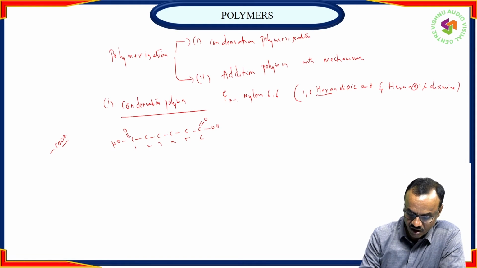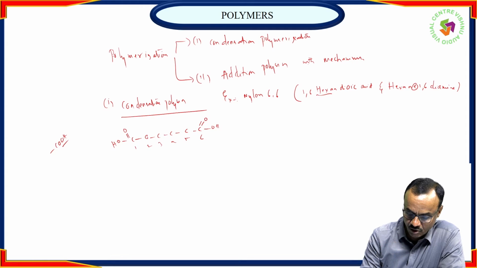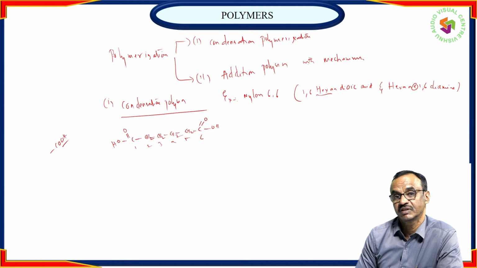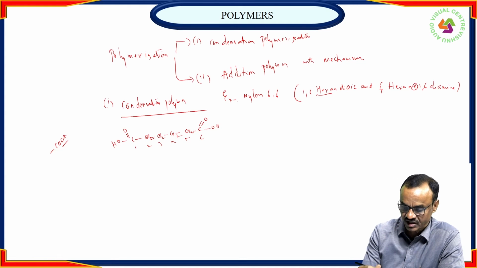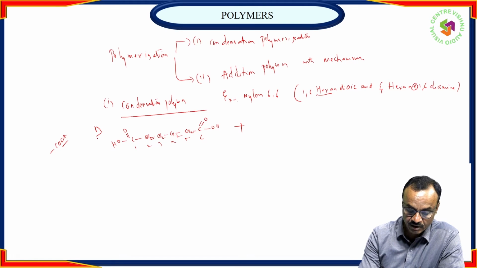So 4 bonds. Already 2 are there, no vacant electron left. How many hydrogens? 2 hydrogens. One bond with this, one bond with this, still 2 electrons left, which combine with 2 hydrogens. This is the structure of the dioic acid. So it's a polymer, and you need to take n number.